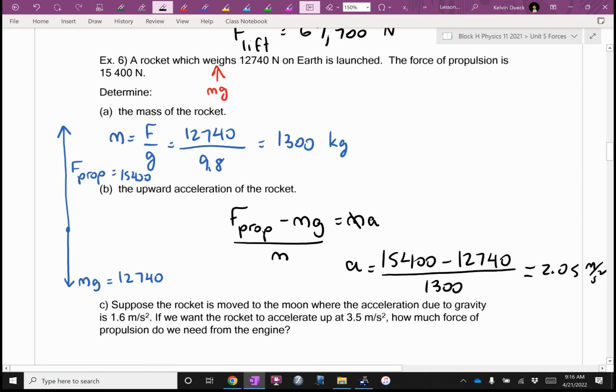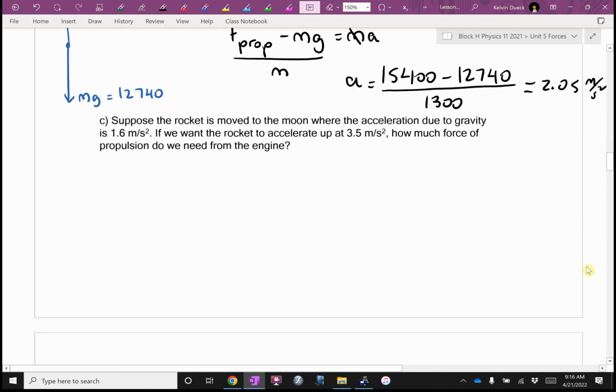We can go one step further. So here's some of the physics, the very basic stuff. It was more complicated, but here's some of the physics they had to do for the moon landing. Suppose the rocket is moved to the moon where the acceleration due to gravity is 1.6 meters per second squared, not 9.8. If we want the rocket to accelerate up at 3.5 meters per second squared when it leaves the moon, how much force of propulsion do we need?